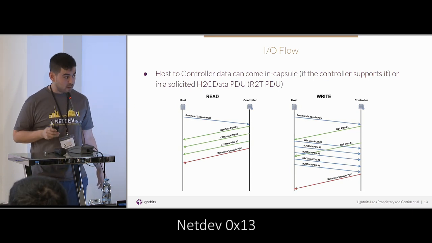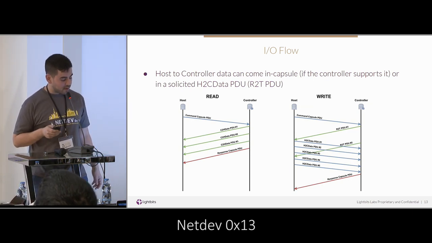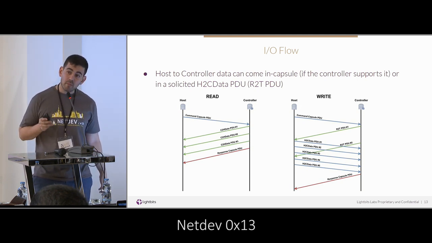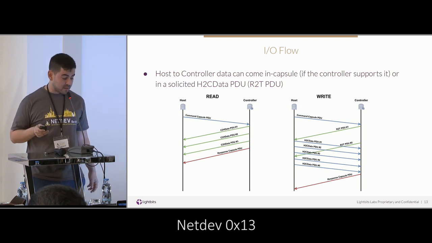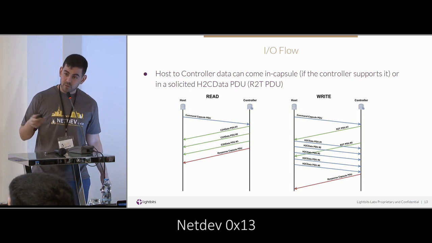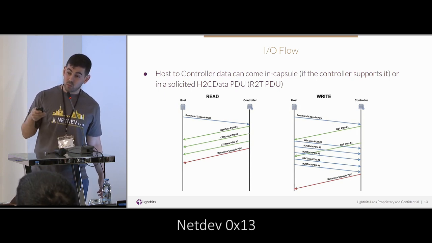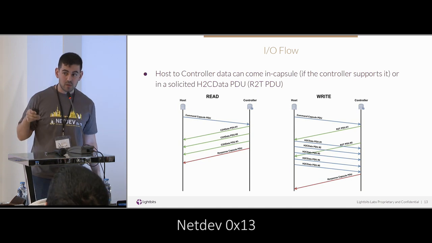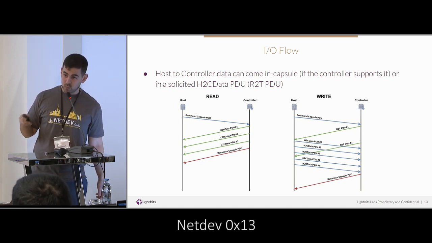On the right side, you can see it is much more interesting because during the I/O, you can see the ready to transfer packets. And you can see that the host will not send data until it gets the ready to transfer. Inside the ready to transfer, it says how many bytes the host can send. As you can see, there are two ready to transfer PDUs, because probably the first one was, I don't know, only for 2K, and the host wanted to send 4K, so it needed to wait until it got another ready to transfer. Also, today the spec defines parallel multiple ready to transfer, but it's not yet implemented. We are currently working on it.